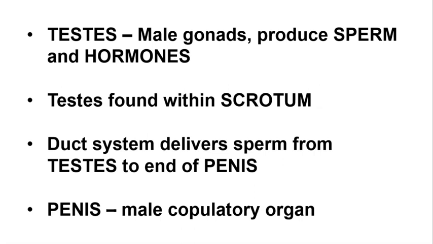And the penis, which is the male copulatory organ, has the function of delivering sperm to the vagina of the female reproductive tract. And from the vagina, the sperm will move through the cervix into the uterus, and finally into the uterine tubes, or the fallopian tubes, where fertilization of an ovulated ovum will occur.